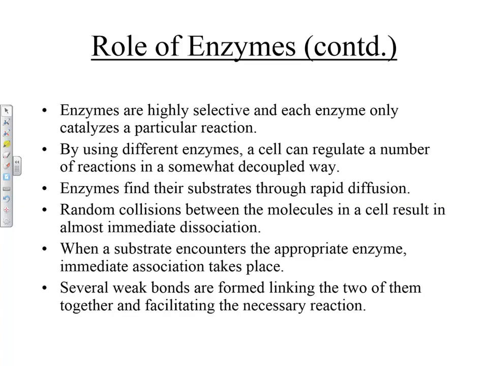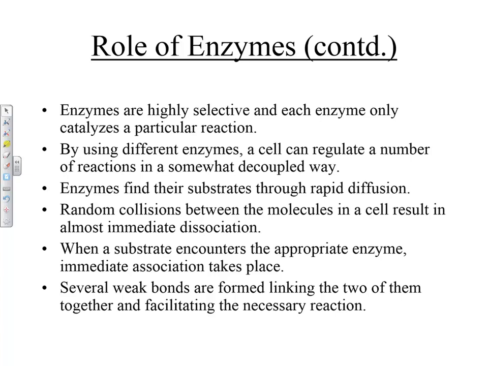Now enzymes are highly selective and each enzyme will catalyze only a particular reaction. So by using different enzymes, a cell can regulate a number of reactions in a somewhat decoupled way. There might be enzyme 1 that is catalyzing reaction number 1, enzyme 2 number 2, and so on. So by controlling the quantity of these different enzymes, the cell can regulate the production of different molecules.